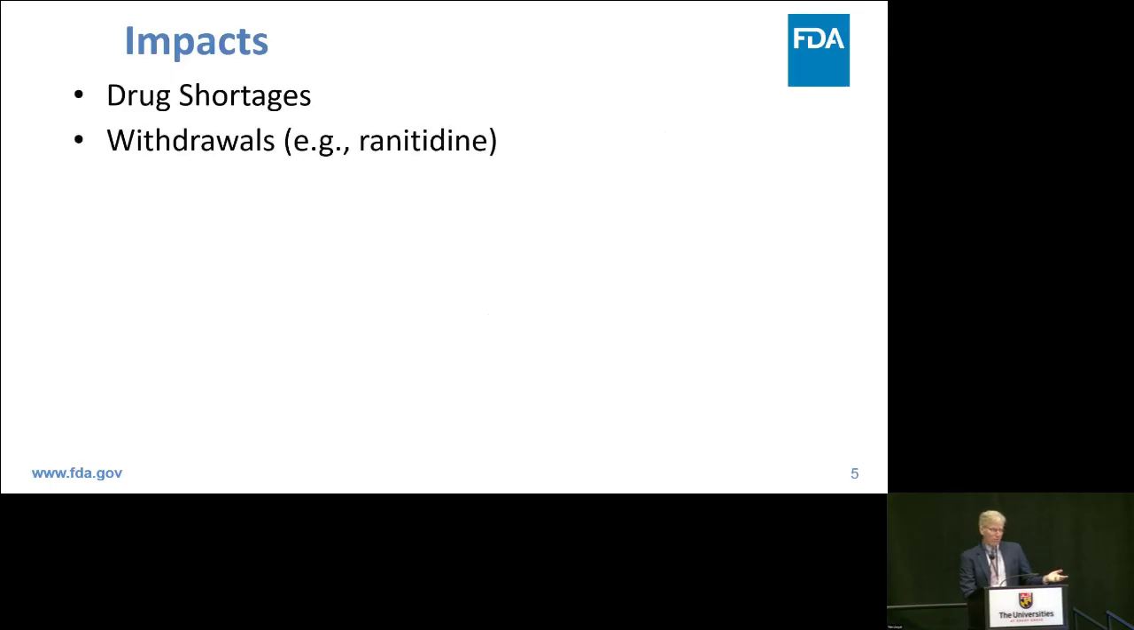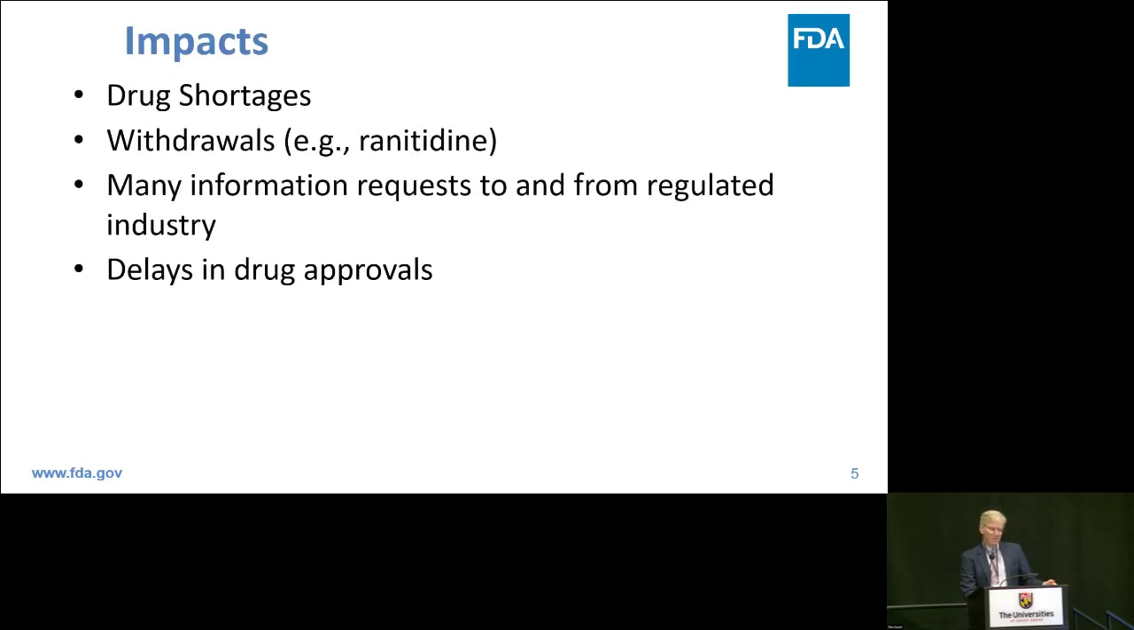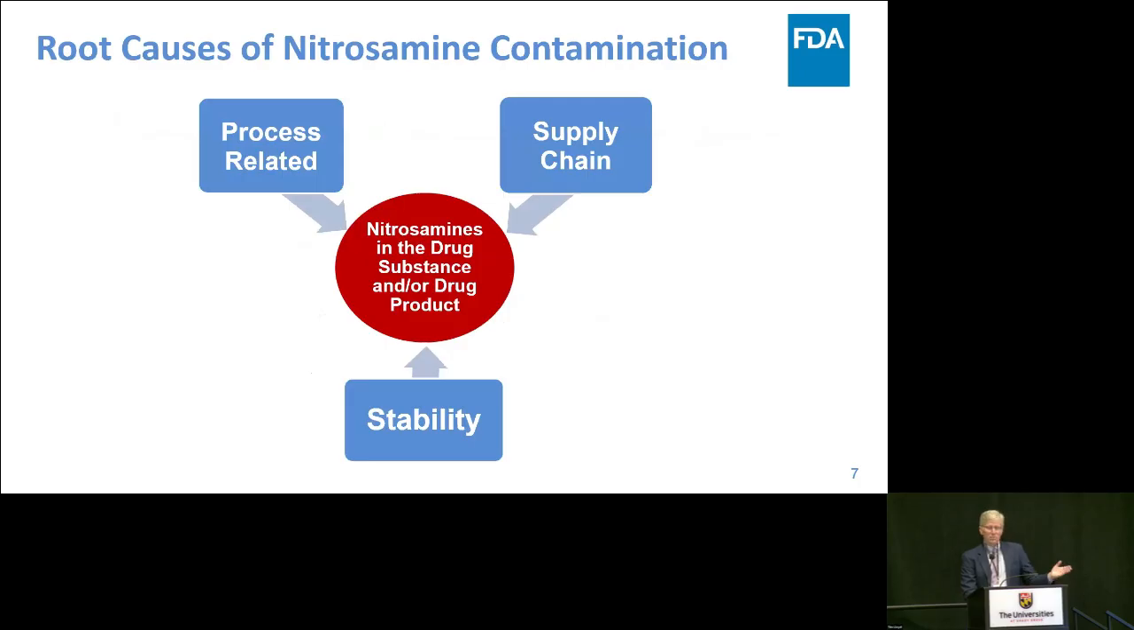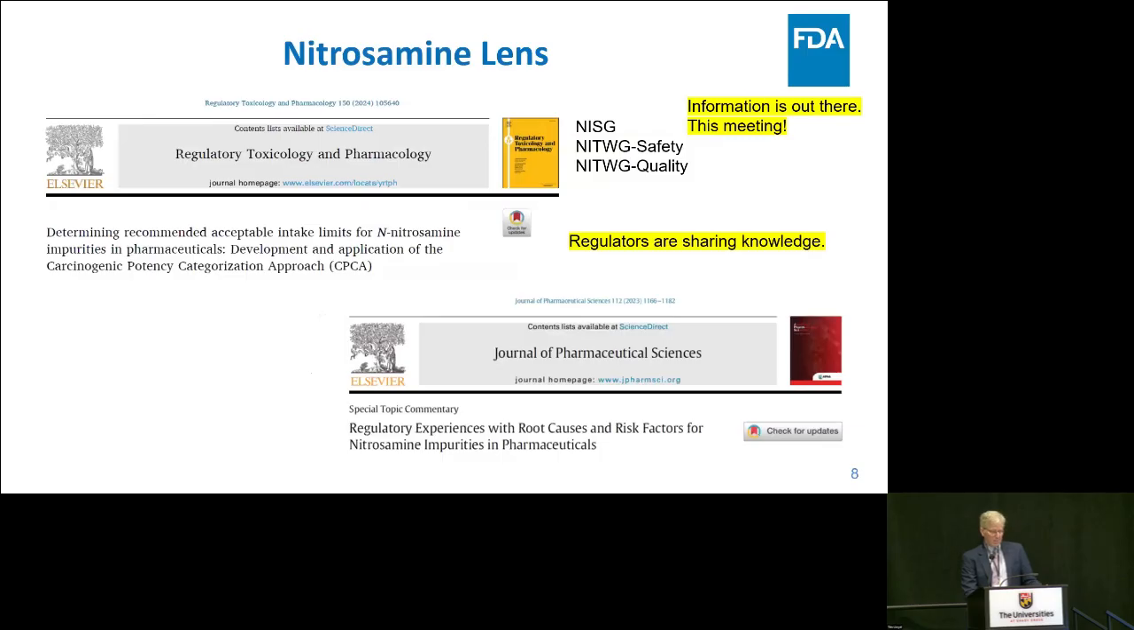So there are a lot of impacts, of course: drug shortages, withdrawals, many information requests. We had a lot of questions today about that category, and of course delays in drug approval, which we want to eliminate. But on the bright side, we've learned a lot, and you saw some of those learnings in this session. This is the famous Health Canada figure that shows what we've been talking about. There can be process-related issues, supply chain issues, and stability issues that are leading to nitrosamines in the drug supply.